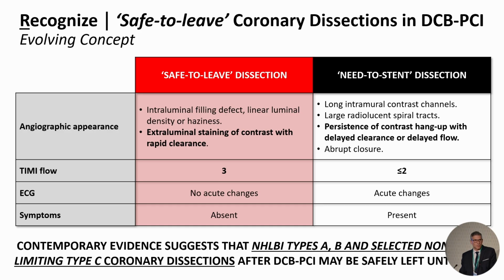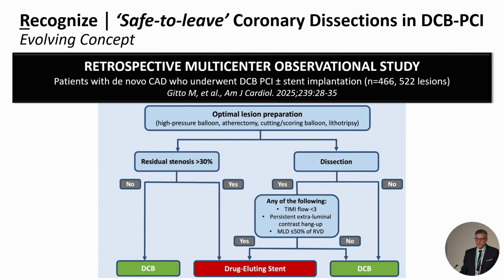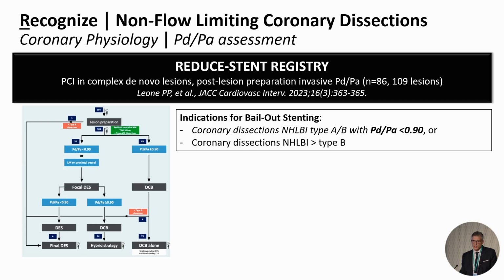So based on this contemporary evidence, I think, and this is open to debate for sure, that types A and B, as well as selected non-flow limiting type C coronary dissections, are probably safe to leave untreated without any additional stent. And this has been suggested here by the group of Antonio Colombo in this flow chart, suggesting that the absence of extraluminal contrast hang-up and a TIMI flow of 3 is an acceptable result for DCB PCI and prevents from using bailout stenting with a drug-eluting stent.